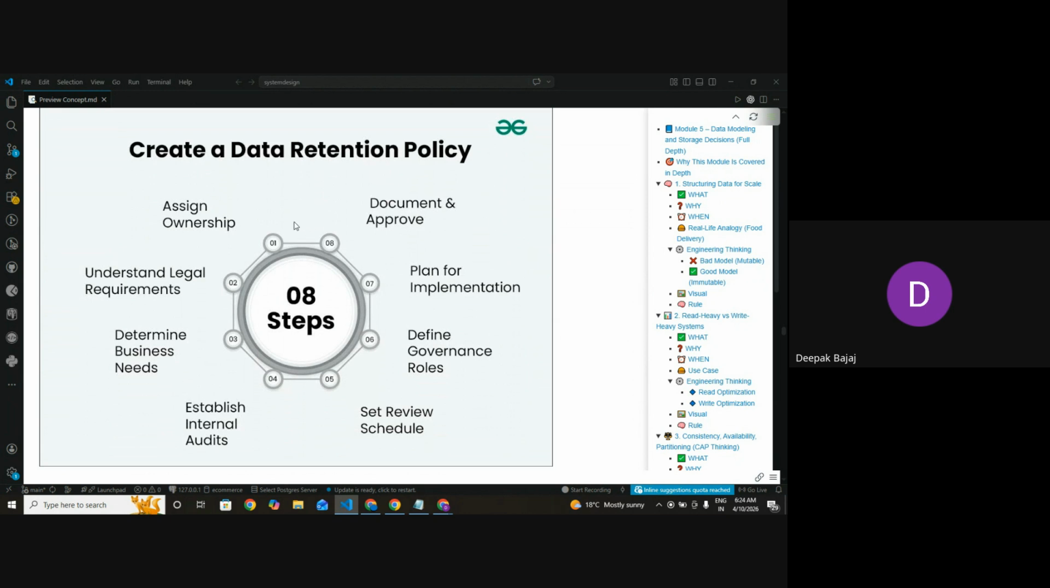Create a retention policy. Assign ownership, get documents approved, understand legal requirements, determine needs. Makes sense. Establish internal audit.